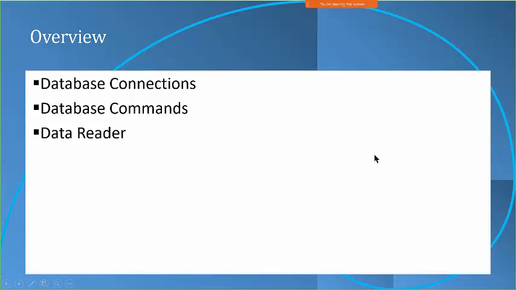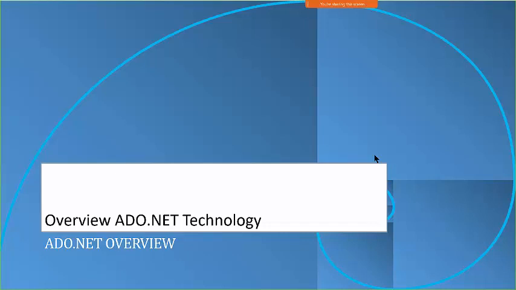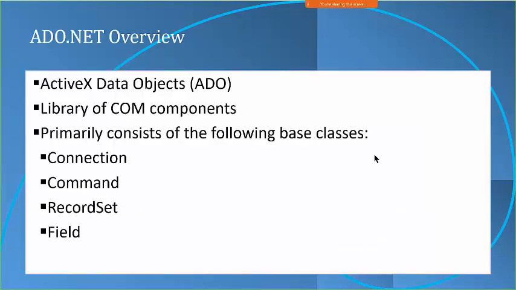The things we have to learn are how to make a database connection, how to create database commands, how to execute them, and then use a data reader to read data. Since we're getting to this pretty early, we might also go over how a data adapter works. ADO.NET stands for ActiveX Data Objects, so it's been around for a while, and it's basically a library of components used to work with databases.